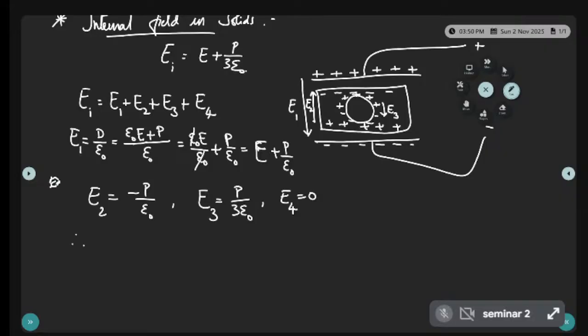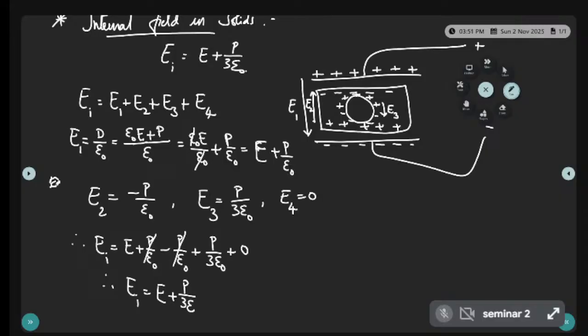Therefore, what is EI? E1 plus E2 plus E3 plus E4. What is E1? E plus P by epsilon naught. What is E2? Minus P by epsilon naught. What is E3? What is E4? So this is cancelled. Therefore, EI is equal to E plus P by 3 epsilon naught. This is given by whom? Lorentz. The Lorentz method of internal field in a solid.